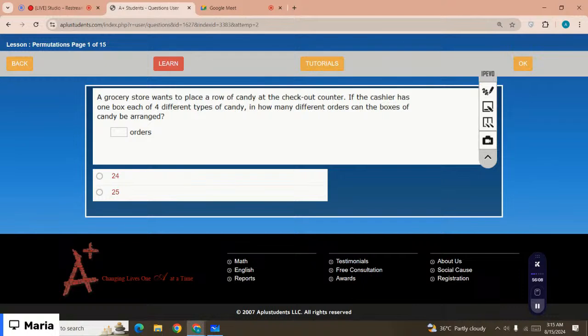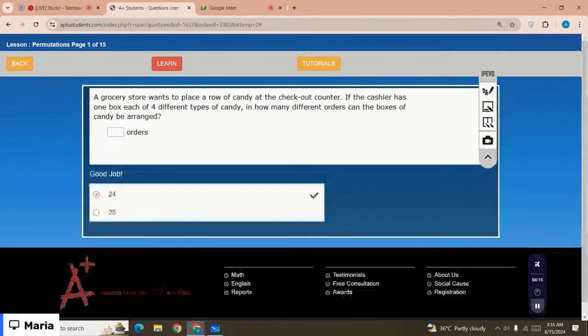So the correct option is 24 because 4 factorial is 24. 4 factorial means you have to do 4 times 3 times 2 times 1. So 24 it is.